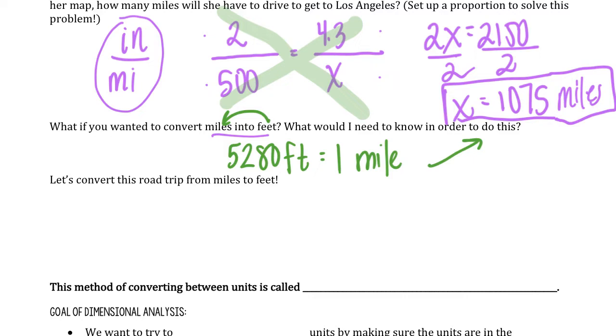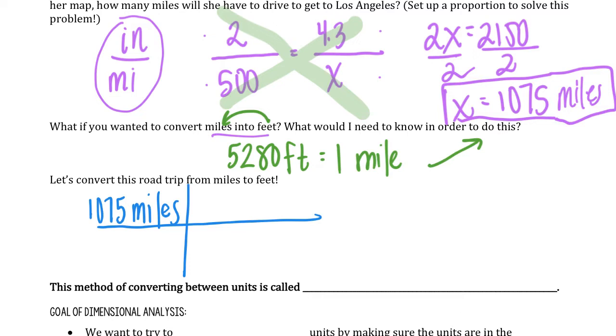So we know that we have 1,075 miles. And we want to get rid of those miles, so we can turn it into feet. In this next part of the T-chart, we're going to put that 1 mile is equal to 5,280 feet. We're going to write it as a ratio there.